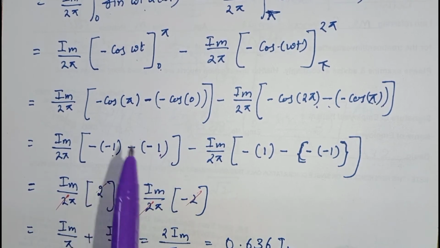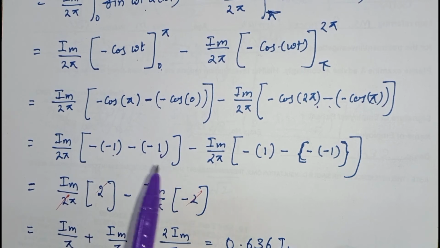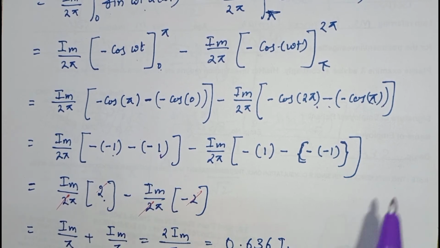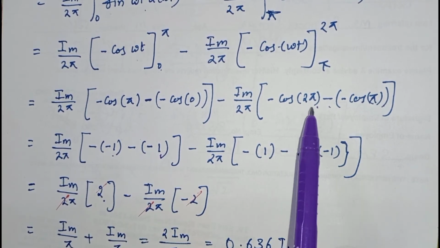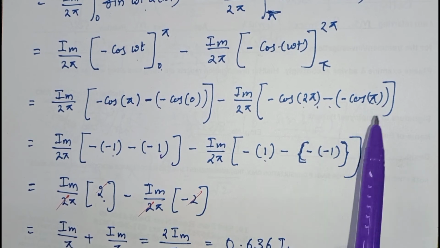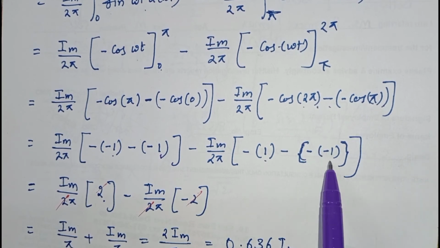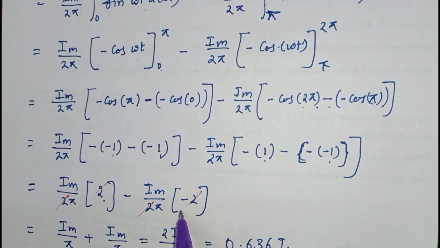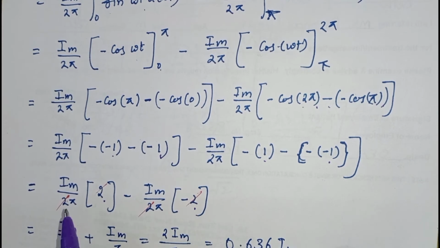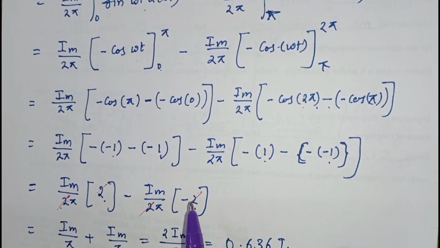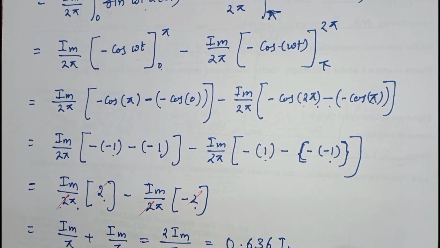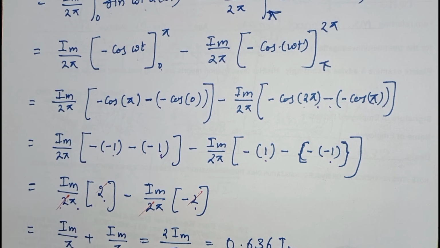So after solving this we will get only 2, and for the second term, the value of cos 2 pi is 1 and the value of cos pi is minus 1. After solving this we will get minus 2. This 2 and 2 will be cancelled out. So the expression for IDC is equal to 2 Im upon pi, and this is equal to 0.636 Im, after calculating the value of 2 upon pi.